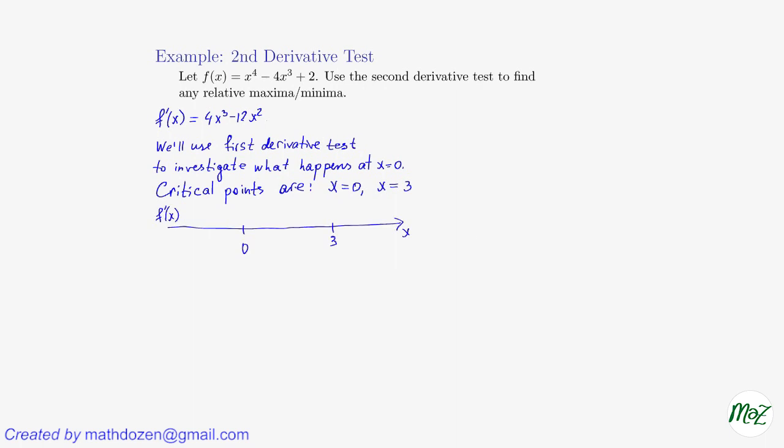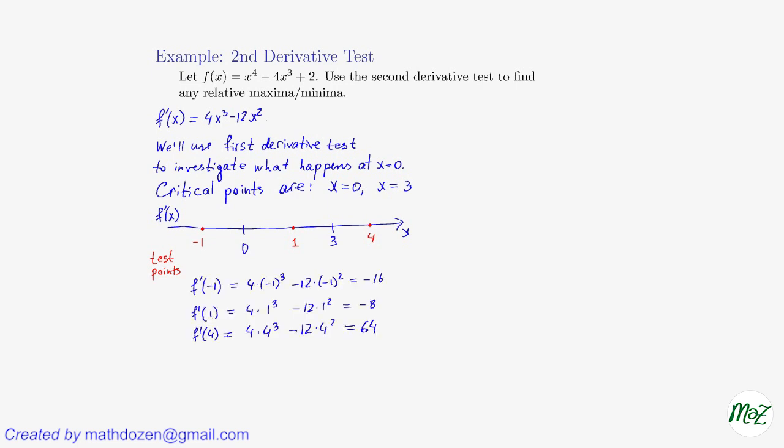We're going to choose some test points. To the left of 0 there is a test point -1. Between 0 and 3 we can choose test point x equals 1, and to the right of 3 there is x equals 4, a good test point. Then calculate values of the derivative at all of those test points. At -1 we get -16. At +1 we get -8, and at +4 we get +64. That tells us that the derivative on each of those intervals will be negative, negative, and positive.